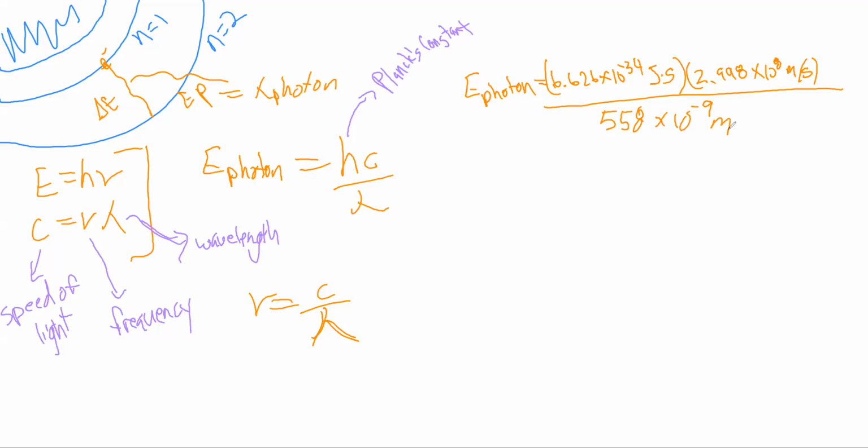And so what energy did you guys find for your photon? You got 3.56 times 10 to the negative 19 joules. All right. Did anyone else get 3.56?